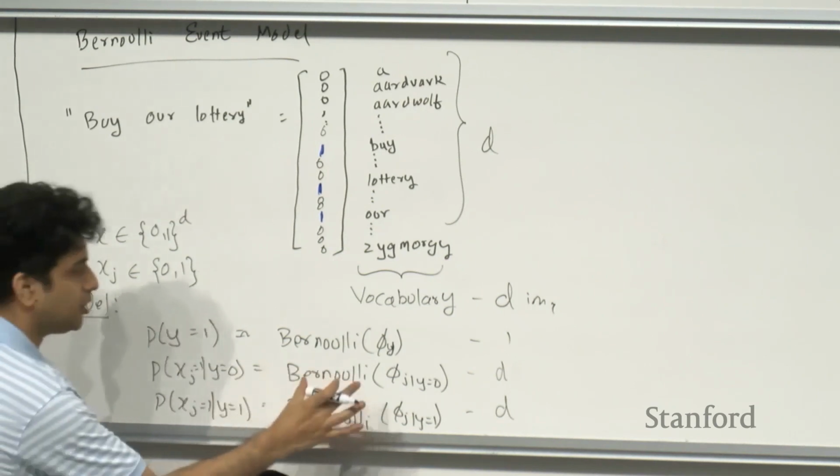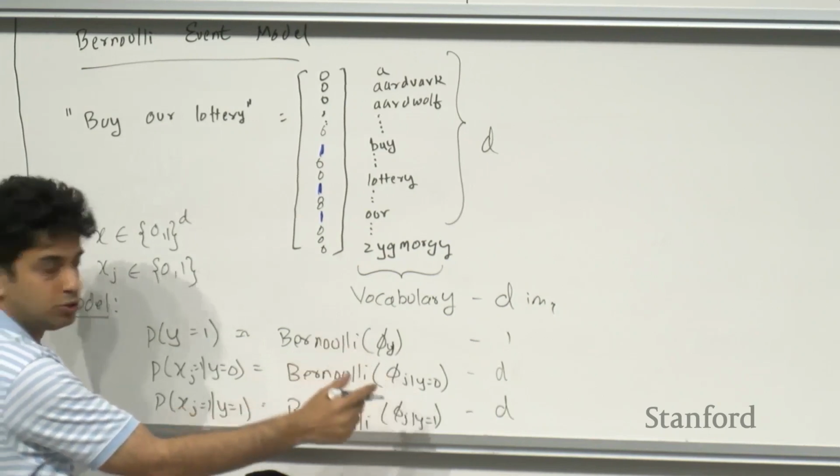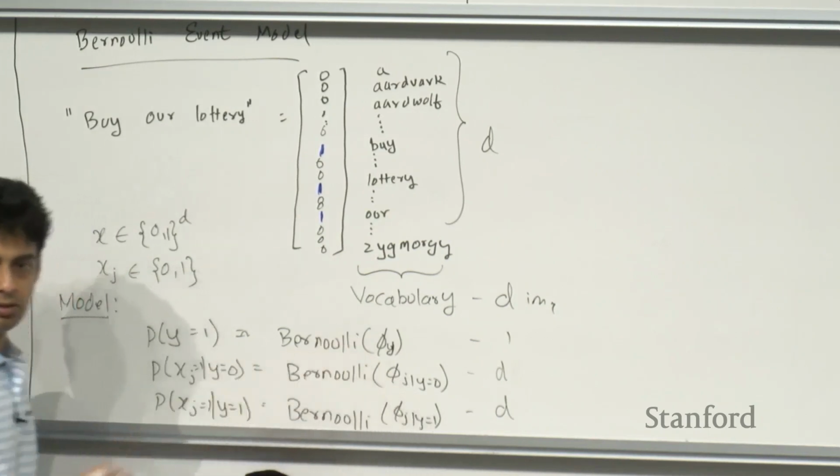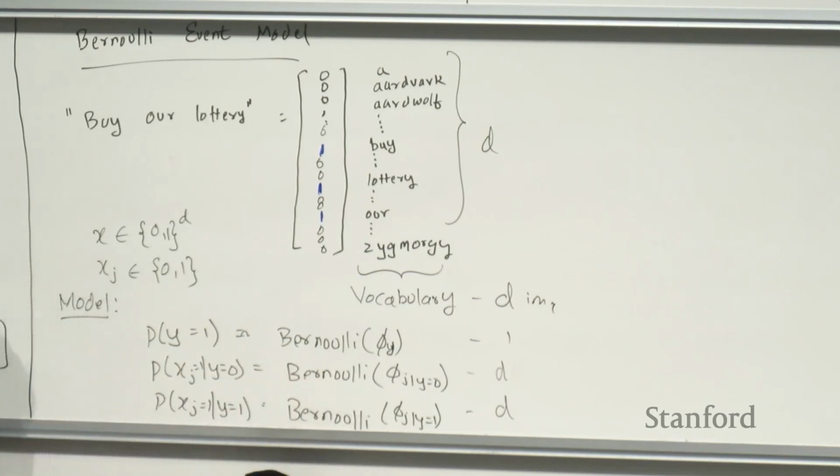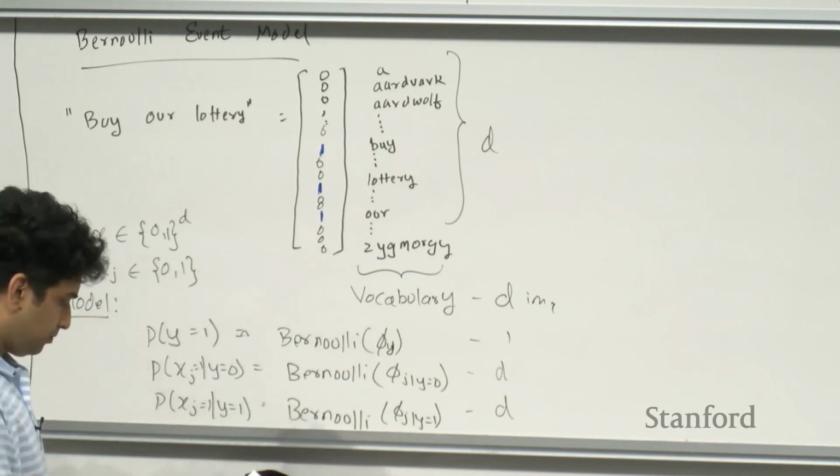So there are d such distributions for each j. So j can be from 1 to d, so you have d such Bernoulli distributions. For any given j, is there not any straightforward way to go from p j given y equals 0 to p j given y equals 1? I'm sorry, I didn't get the question. There's no way to relate them given a j, like those two. Now there are two different sets of variables, right? Two different sets of distributions.